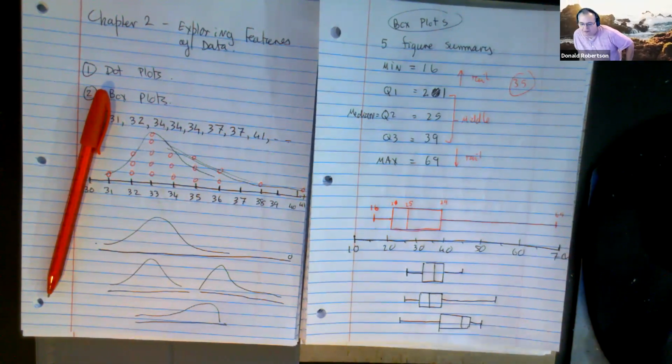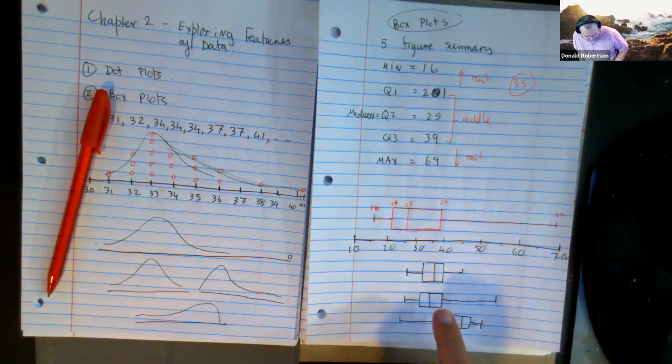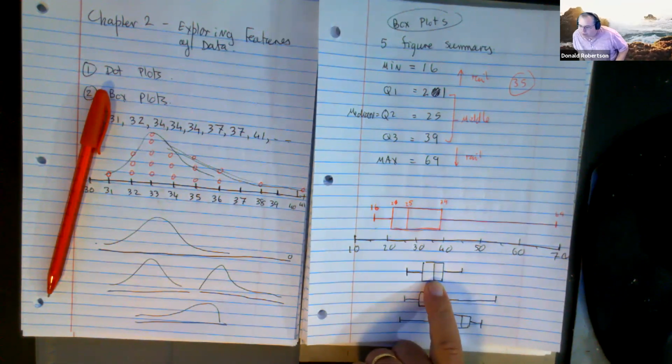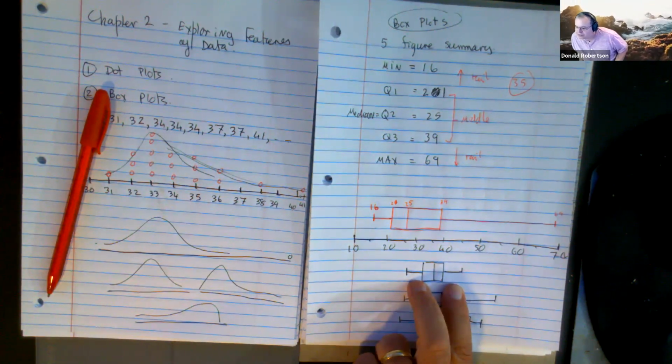Can you see the three situations that would generate symmetric, skewed right, and skewed left? Badly drawn. Would you agree that that one's equally balanced in the middle? The box is roughly half and half. And would you agree that roughly the two tails are about the same length? That's what symmetric looks like.